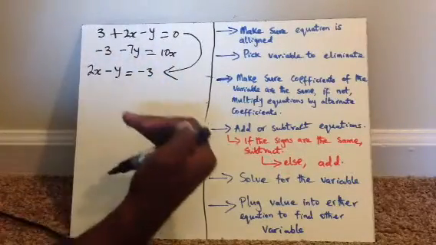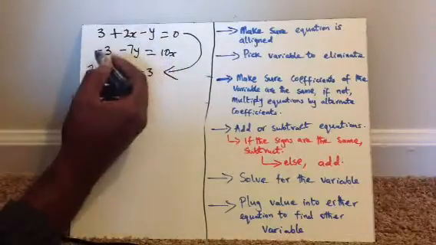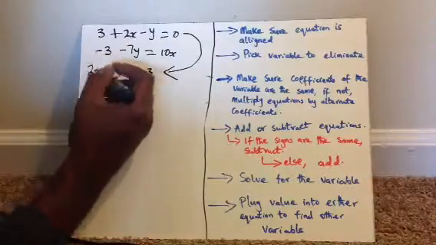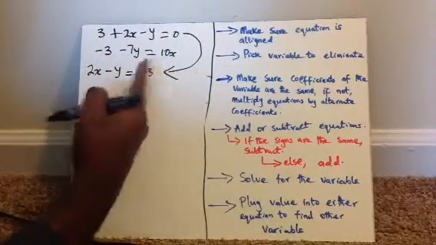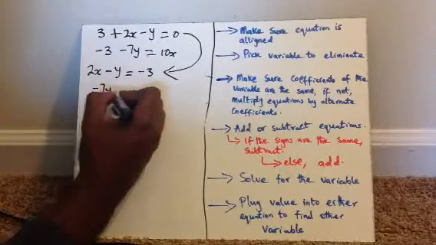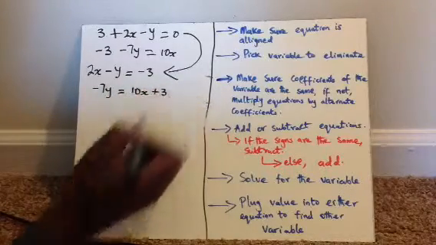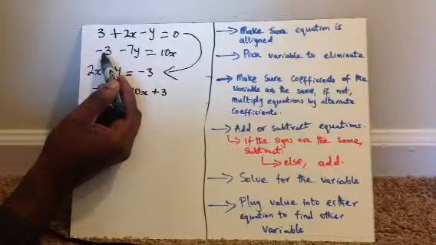So we just go one step at a time. Let's bring the 10x, let's take the minus 3 over to this side. By adding 3 to both sides on the second equation, we'll have minus 7y equals 10x plus 3. From this one, we just added 3 to both sides.